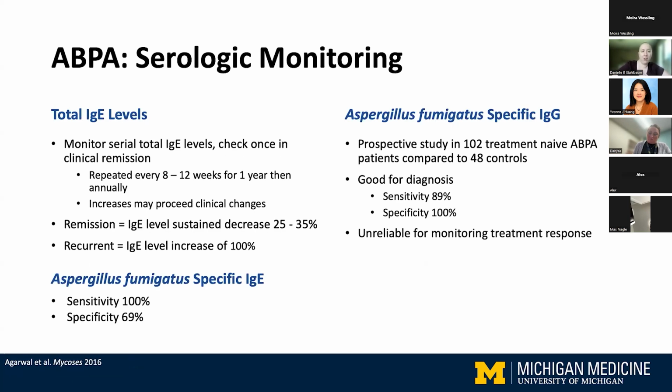How to monitor for recurrence of ABPA and exacerbations, because it does tend to exacerbate over time, is a bit of a debate. Essentially, monitoring IgE levels for looking for increase in dose is what most people recommend. Aspergillus fumigatus specific IgG is good for diagnosis, but it doesn't really vary based off of monitoring for treatment response. So that's not recommended.